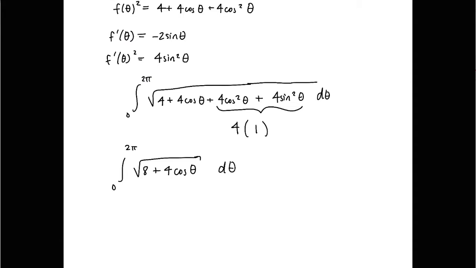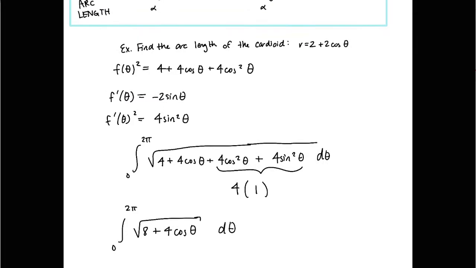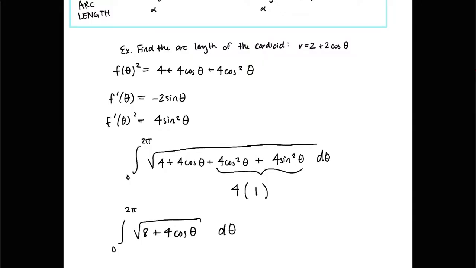And this is going to be a very interesting... yikes. Sorry, I expanded out my f of theta squared incorrectly. So to catch the change, when we do 2 plus 2 cosine theta and square that, we'd have 4 plus 4 cosine theta plus 4 cosine squared theta. So this should be 8. And this should be 8. And this should be 8.